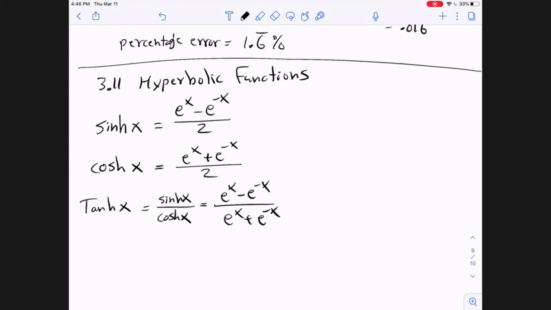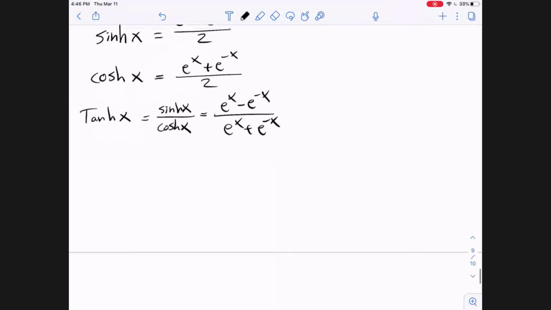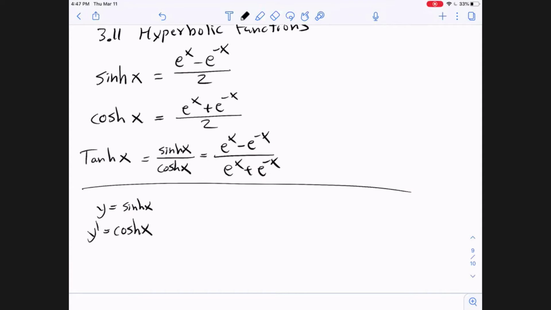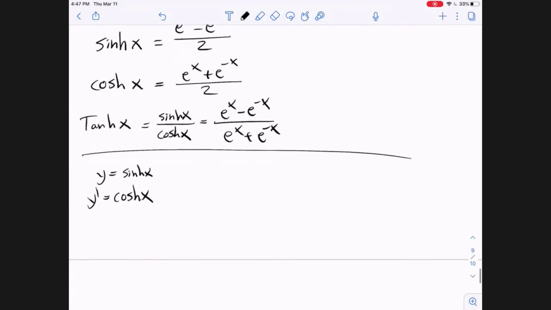But we're going to go over the derivatives of them right now. So if I were to ask you, if we've got y equals the hyperbolic sine of x, the derivative is, you'll never guess, the hyperbolic cosine of x. I could do this for you. You don't need to know this, but I could show you.